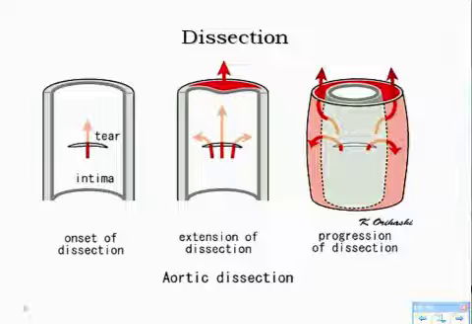Now let's go on to the next topic, which is dissections. Dissections occur either in normal blood vessels, or they have a higher predilection in areas that have aneurysms. Okay? The reason that there's a higher incidence in aneurysms is that the vessel walls become thinner, and the intimal layer becomes stretched.